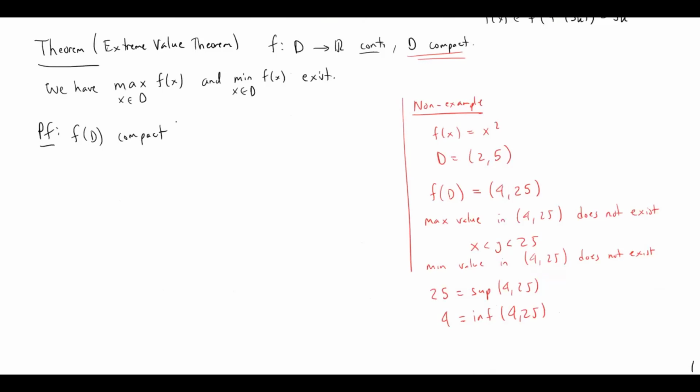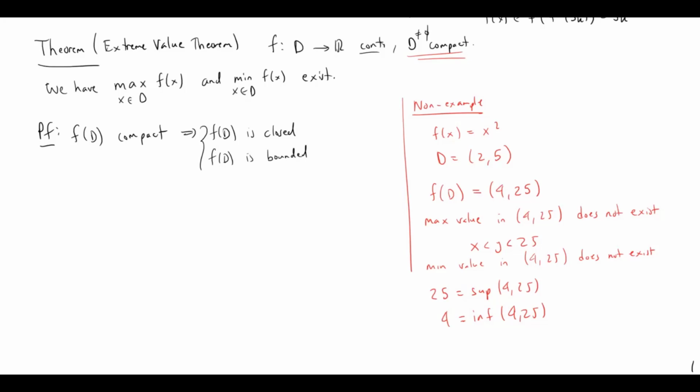Fine. But f of D is compact means that f of D is closed and bounded. Well, I guess we should be saying something like this set is non-empty to begin with. So let's just assume D is non-empty. Otherwise, this statement doesn't make a whole lot of sense. Okay, so it's closed and it's bounded.